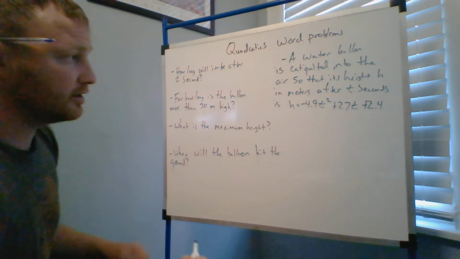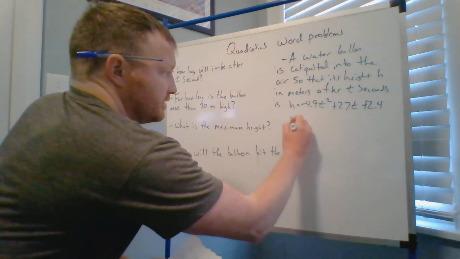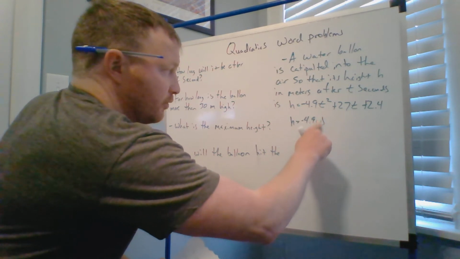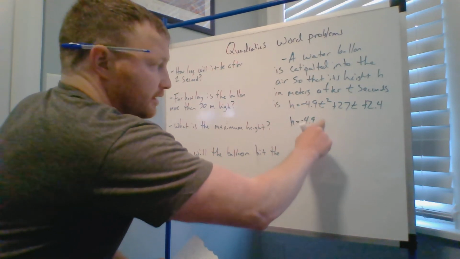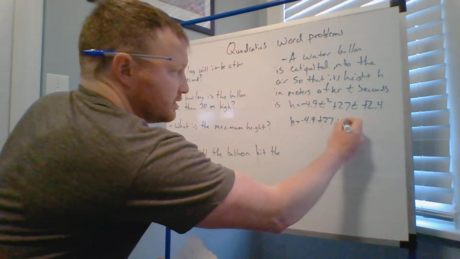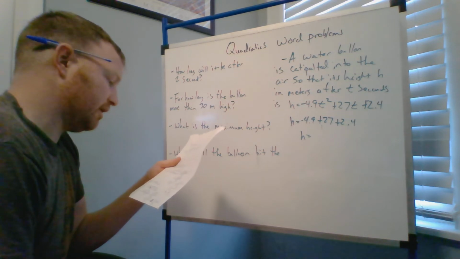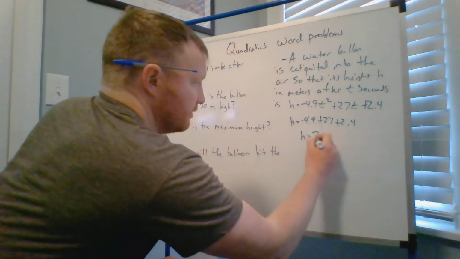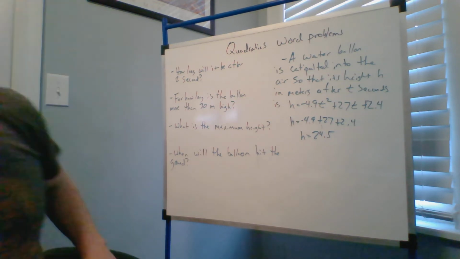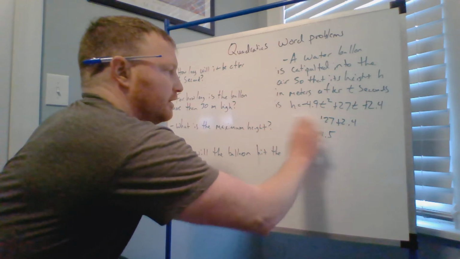After 1 second, you're literally just replacing t with 1. And so that's the first thing. H equals negative 4.9 times 1 squared, plus 27 times 1 is 27, plus 2.4. So your height is exactly, when you add this all up, 24.5. All right, so that is how you would do the first question. Again, that's pretty simple, I'm sure all of you could easily figure out. Now we're going to get a little more challenging.